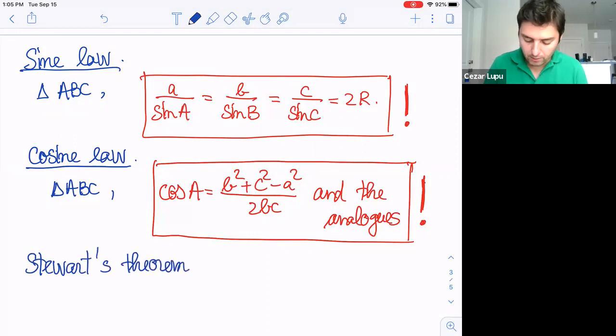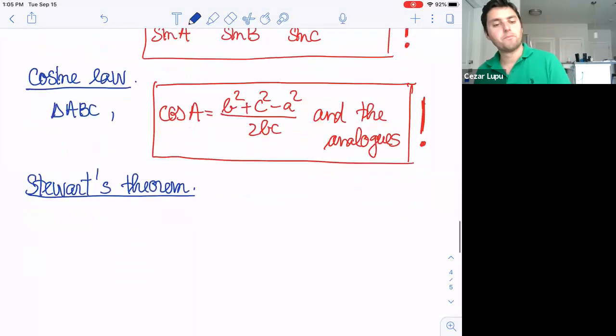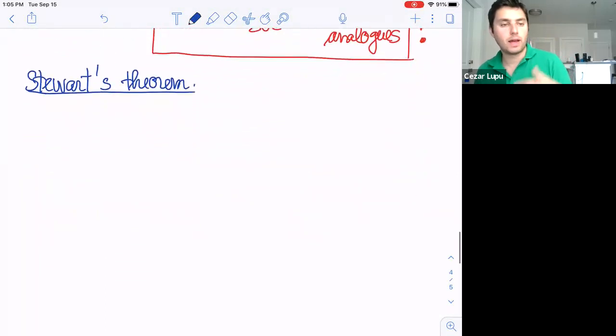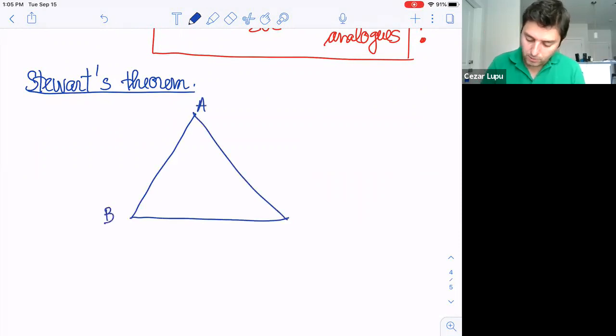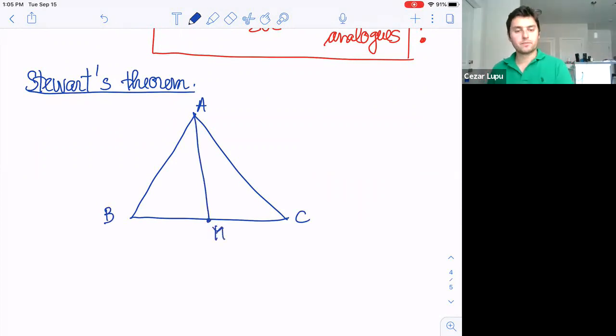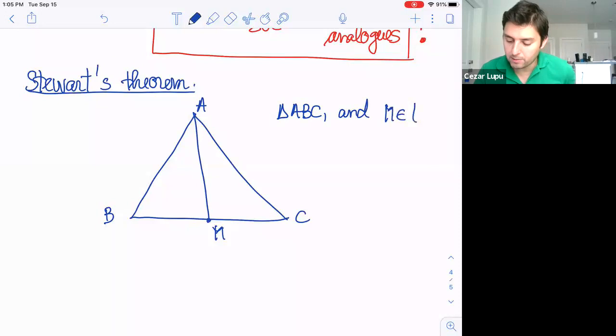And from this, we can derive the formulas for the length of the bisector or median or whatever. Let me again draw the triangle. Now I'm going to take M to be a point on this. I have the triangle ABC, and M is a point on a segment, on a point on BC, right?